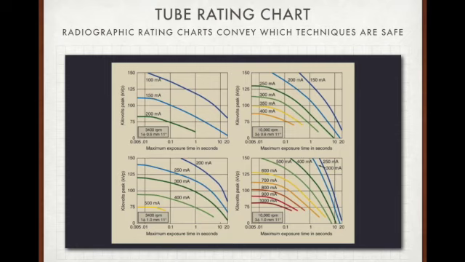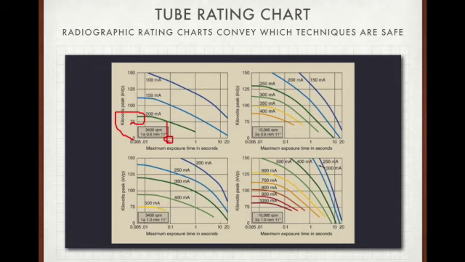Okay, here's a tube rating chart. So these are just telling you what techniques are safe to use. If we look at the one up in the top left corner over here, we can see that at 75 kVp, if we were using the 200 mA station, we could go up to 0.1 on our time, because that's where that crosses.